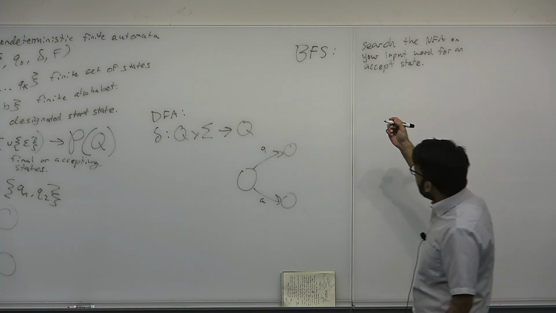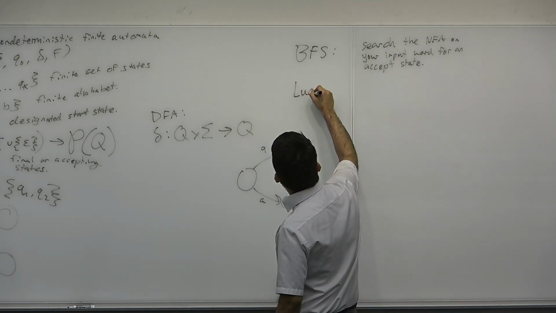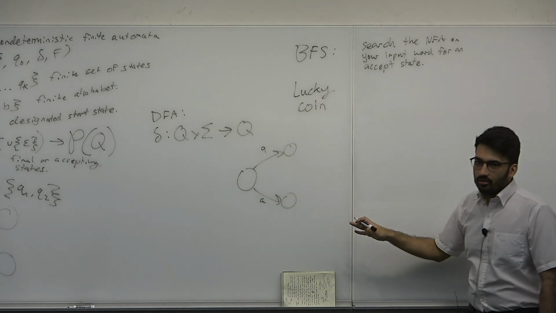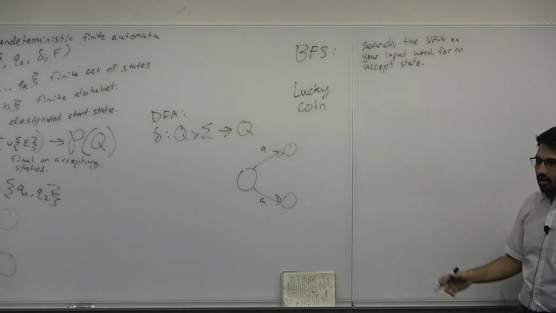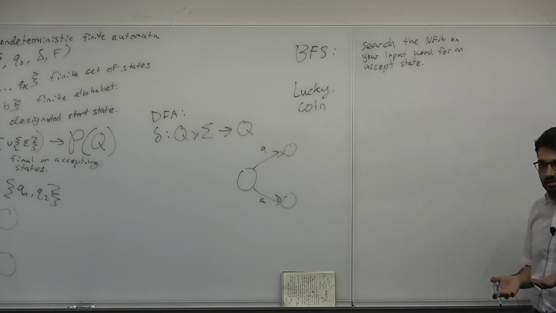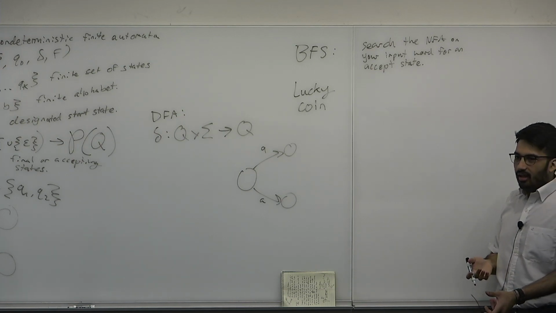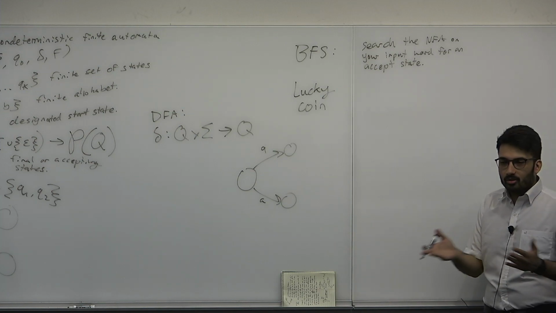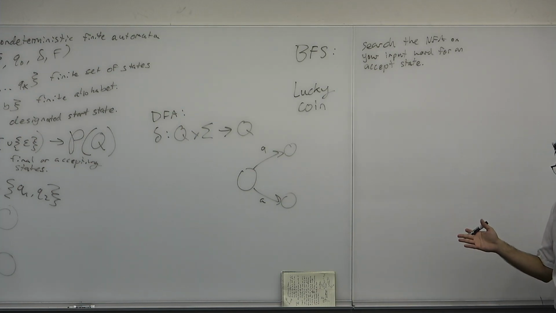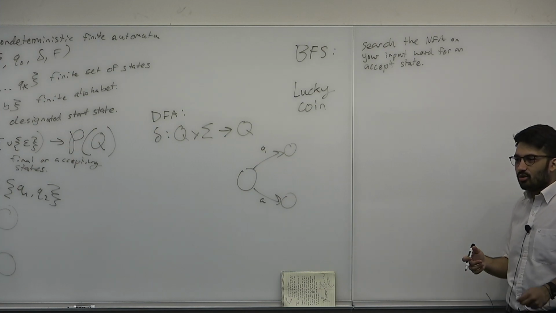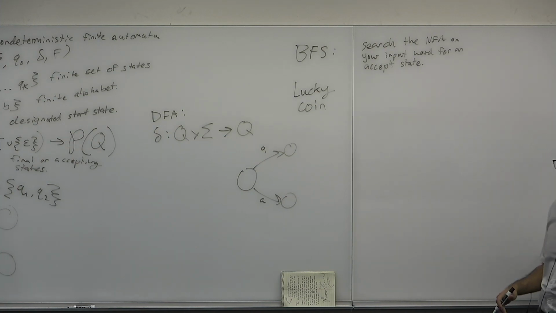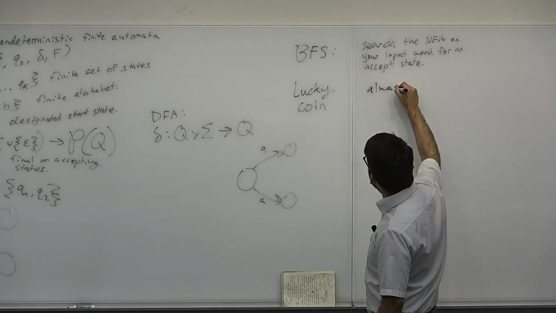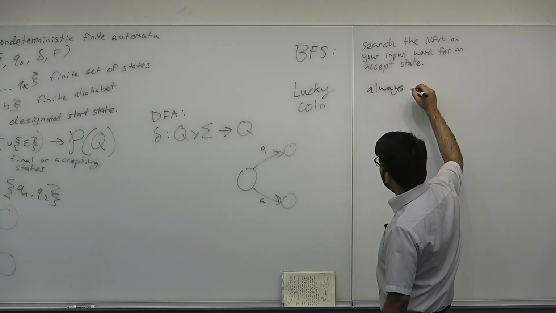Another way to think of it is the lucky coin analogy. So basically, you come to the fork in the road. You're walking on a path. You somehow have this godly device in your hand. You flip the coin, and it guesses for you. So it's like lucky guesses. Somehow you're able to guess, but you have eaten a potion or something, and you can guess with probability 1 which is the correct path. So you always guess correctly which path will lead you to the accept state.